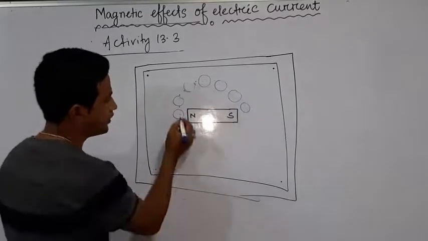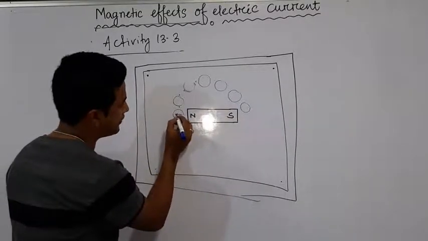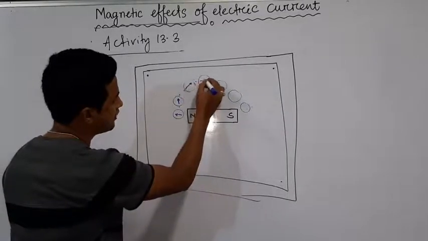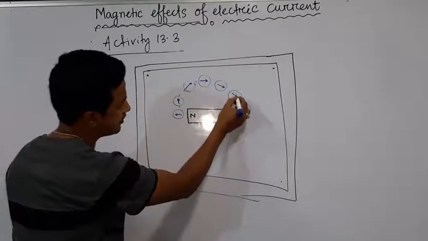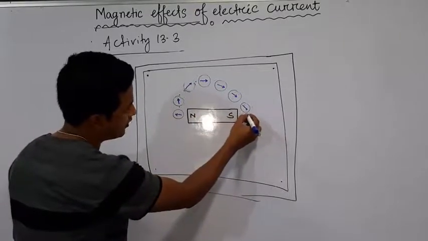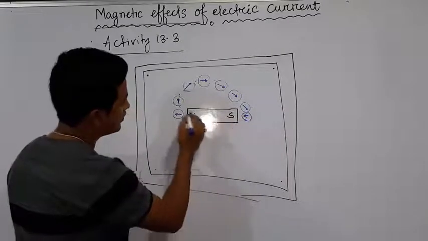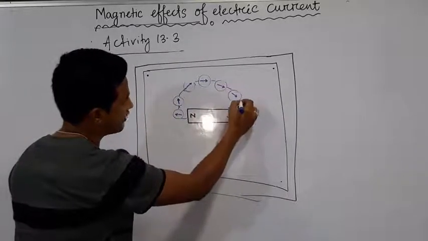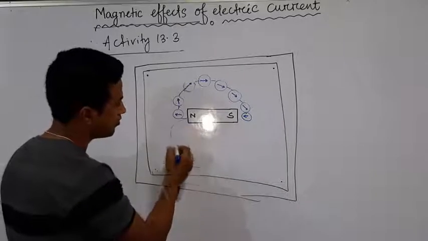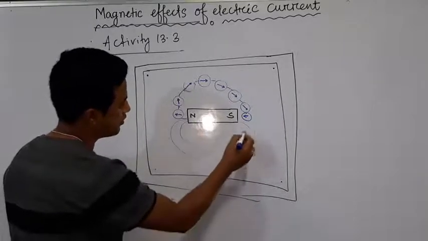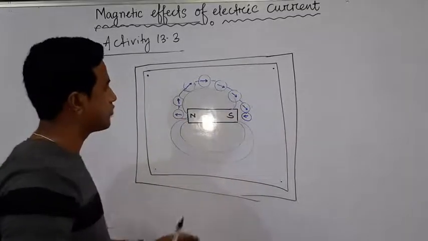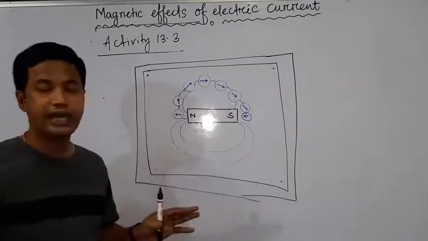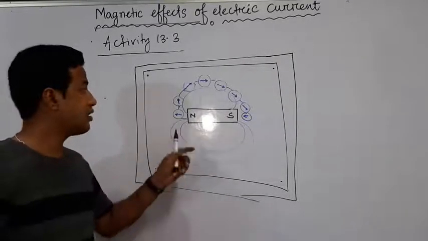So what will I form? Here the needle will be in this direction, then this direction, then this direction, and so on. And when I keep it here, it will be like this. From this, I found that it shows the magnetic field lines. Similarly, you can draw like this, like this, like this. So from this activity, I found that I can draw the magnetic field lines with the help of a bar magnet and a magnetic needle.